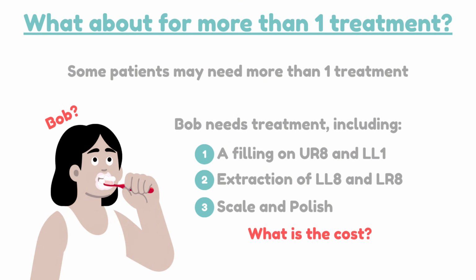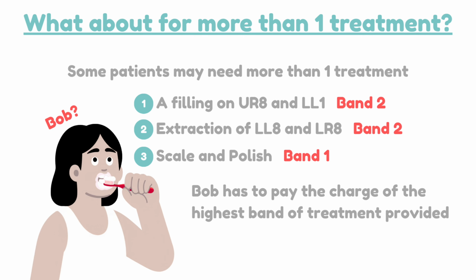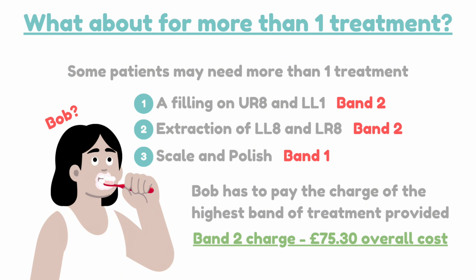Now, first, let's look at what bands these all fall into. The fillings will fall under band 2. The extraction will also fall under band 2. But the scale and polish will fall under band 1. So what will Bob pay? Bob has to pay the charge of the highest band of treatment provided. So he'll have to pay the band 2 charge, £75.30 overall. Regardless of how many teeth need treating, it will just be £75.30.